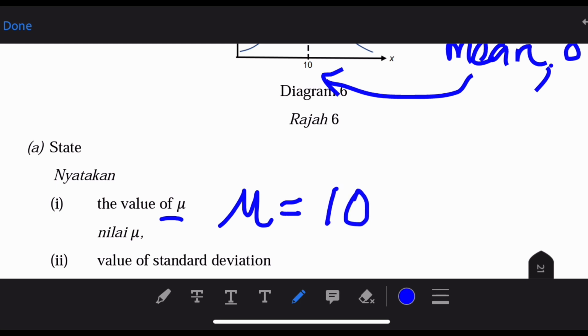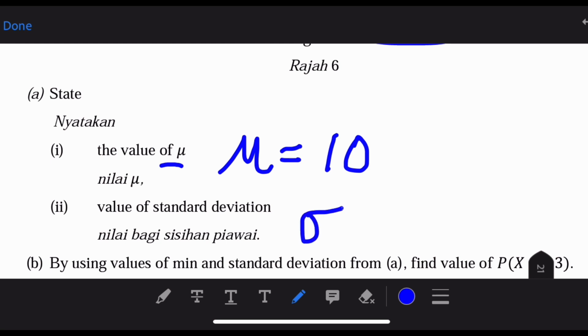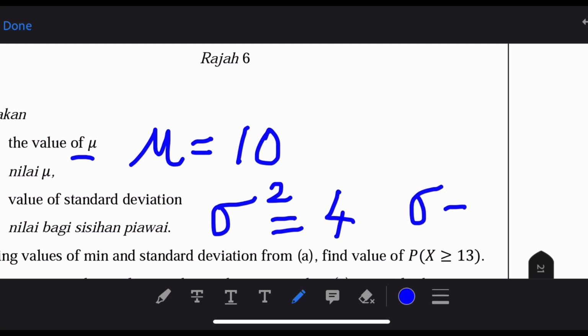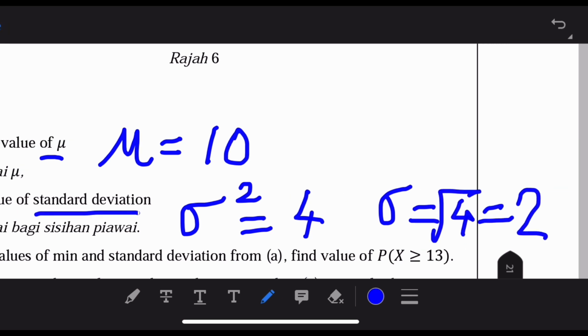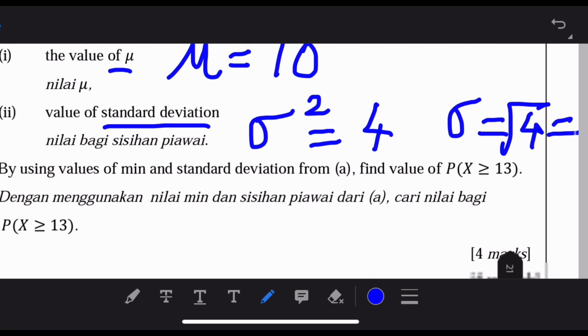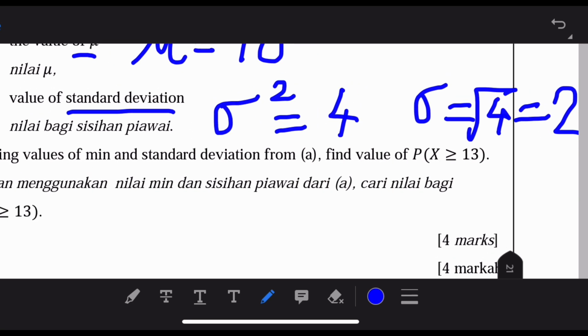So the mean is obviously very easy, you can read from the normal distribution graph, it is at the middle, and the variance is given 4, so that means standard deviation is just one step. You square root the variance, you will get the standard deviation, which is 2. So the answer for standard deviation is 2.